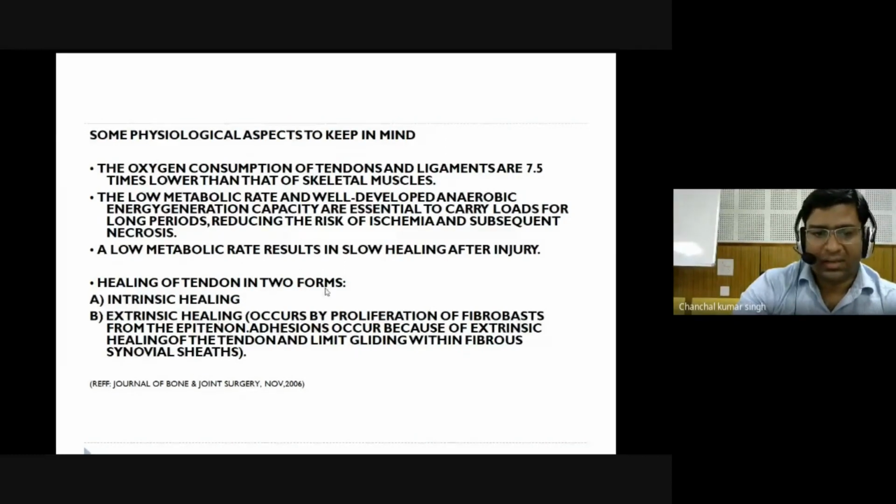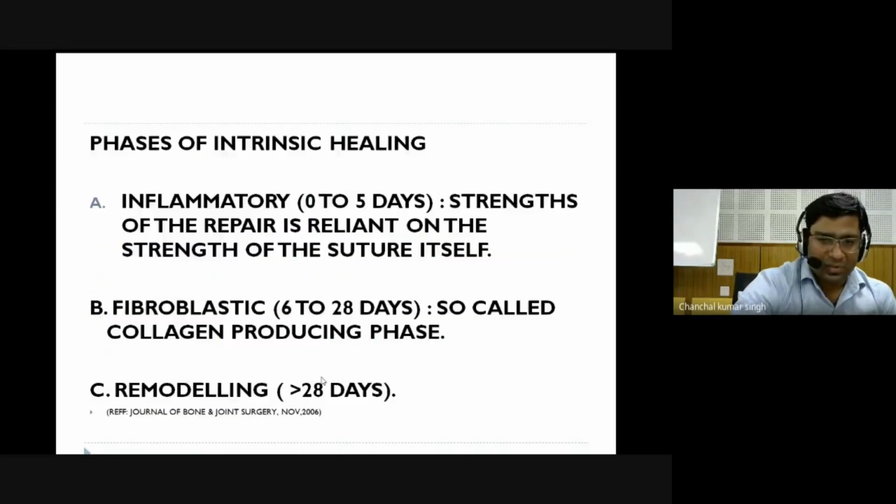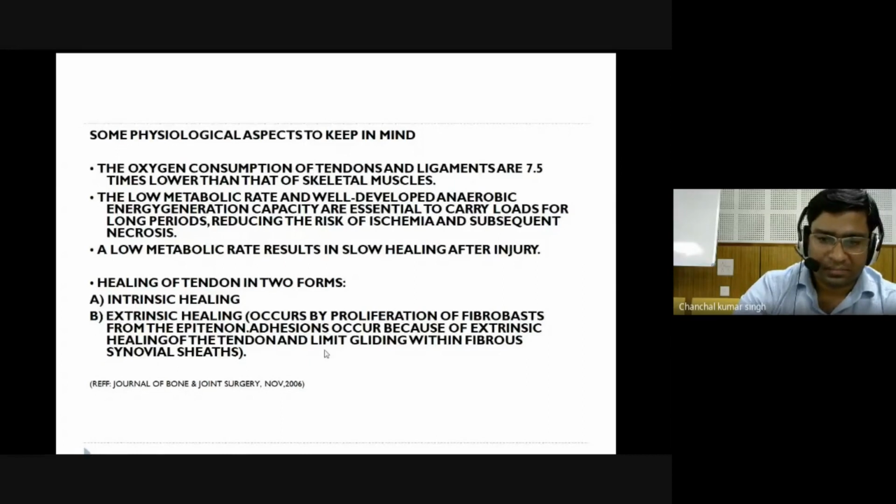Healing is again by intrinsic healing and extrinsic healing. Intrinsic healing is by the fibrovascular structures, by your collagen, and extrinsic healing is because of the synovial sheath, which has some progenitor cells, chondrocytes, and tendon progenitor cells, which will allow rapid healing.